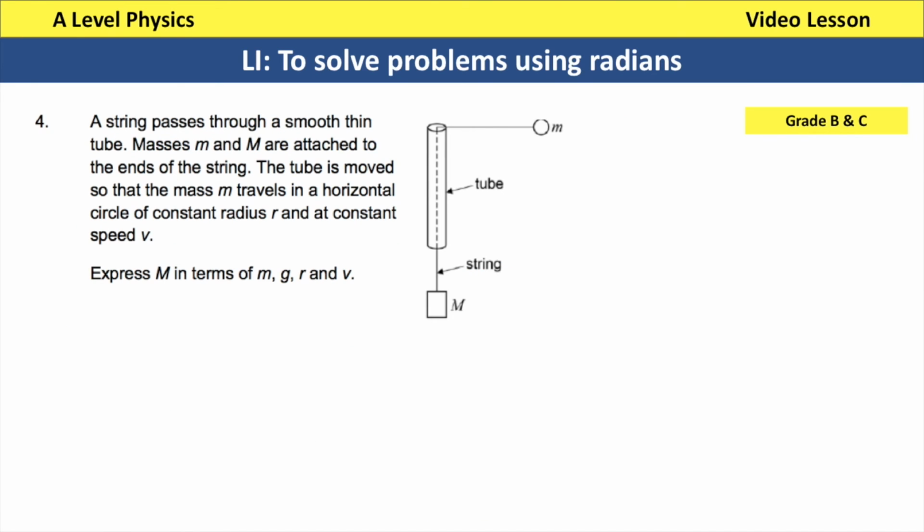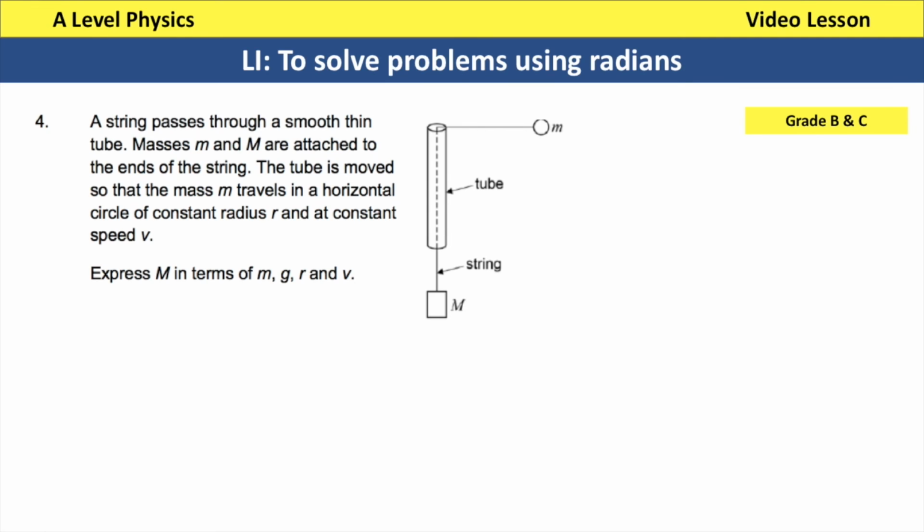Question number 4. You might see this done as a practical at some stage. A string passes through a smooth, thin tube. Masses m and capital M are attached to the ends of the string as shown. The tube is moved so that the mass m travels in a horizontal circle of radius r and at a constant speed of v. And we want to express capital M in terms of lowercase m, g, r and v.